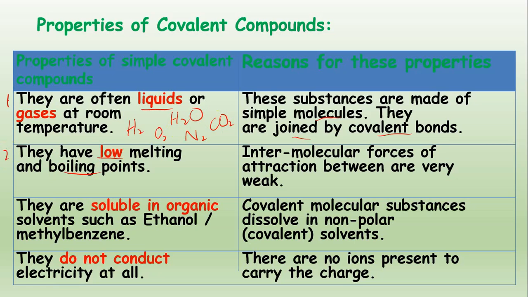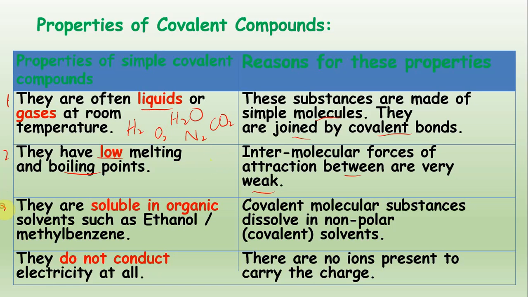Number two is that they have low melting points and boiling points. However, when we discuss ionic compounds, they have high melting and boiling points. What is the reason? The intermolecular force of attraction between atoms is very weak. The intermolecular attraction between water, hydrogen, oxygen, nitrogen and CO2 is very weak. But when we compare it with ionic compounds, there is an electrostatic force of attraction between opposite charges, positive and negative. That is the reason they have high melting and boiling points.